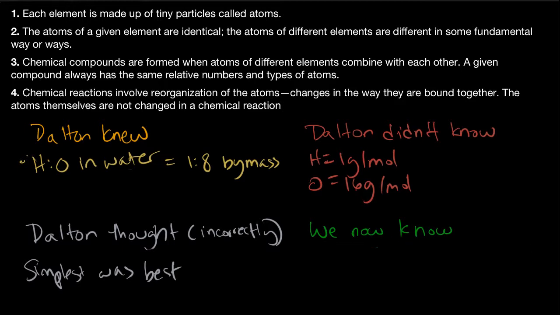Now, of course, what we now know is that the empirical formula, aka the simplest ratio of atoms in a molecule, does not equal, or is not the same as, the molecular formula, which is the actual chemical formula of a given compound.